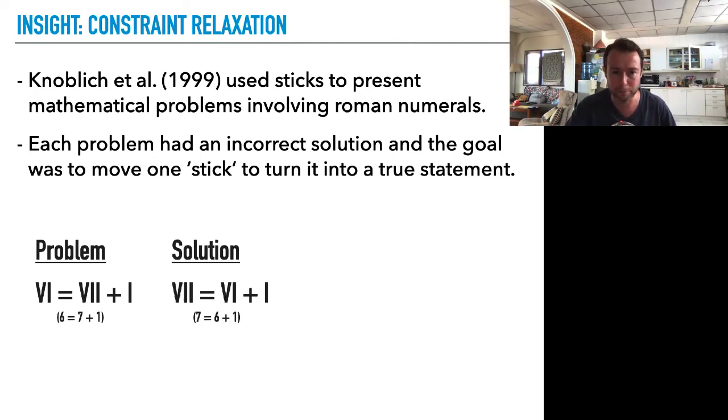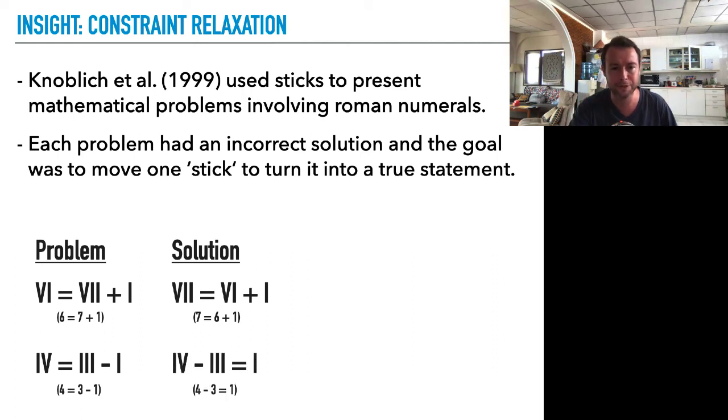Most people should find it pretty straightforward that you can move one of the sticks from the 7 over to the other side of the equation, and you could turn it into 7 equals 6 plus 1. So that's pretty straightforward. However, if I gave you this problem of 4 equals 3 minus 1, and asked you to solve that by moving 1 stick, most people will tend to scratch their head and find this a little bit harder to solve.